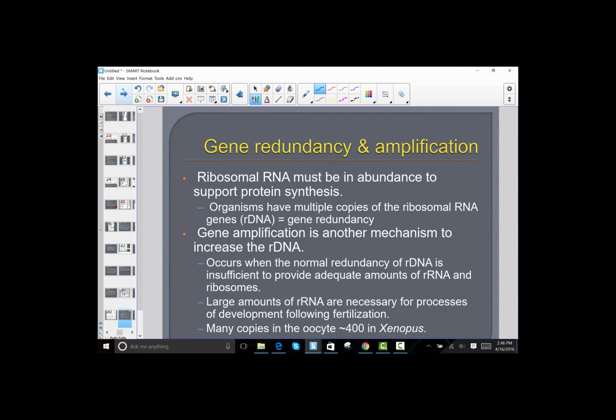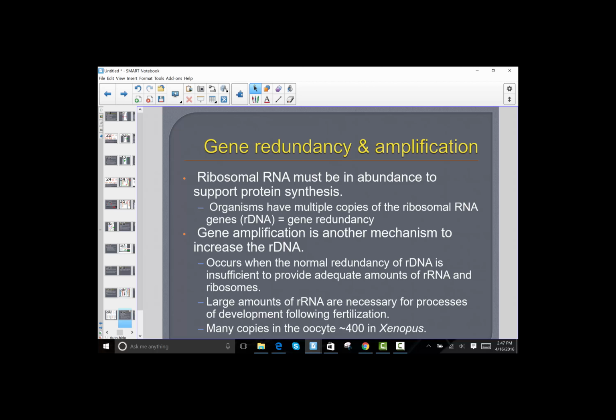So one of the other things that we need to talk about is gene redundancy and amplification. So ribosomal RNA has to be in abundance to support protein synthesis. And in order for this to occur, we have to have lots of different copies of things. You wouldn't want one copy of an ATPase gene because you have to have lots of copies of ATP. If you only had one copy of an ATPase gene, you'd have to wait a whole long time to accomplish a lot of the work that's necessary by having multiple copies of ATP out there.